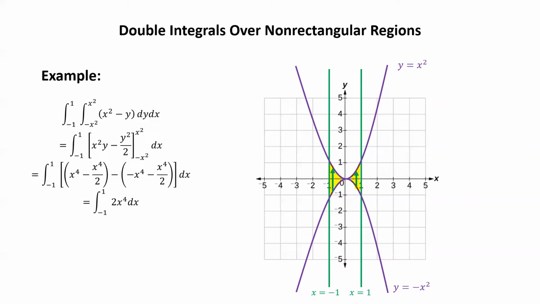So now we just have a regular single variable calculus definite integral, the integral from -1 to 1 of 2x to the 4th dx. This is just a power rule. So we get 2x to the 5th over 5 from -1 to 1. Plug in the 1, we get 2/5. Plug in the -1, we get -2/5, and 2/5 plus 2/5 is 4/5.